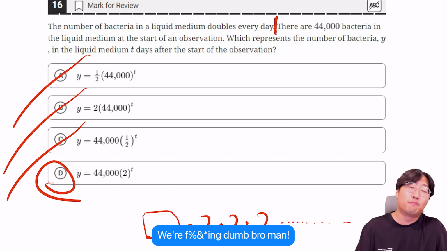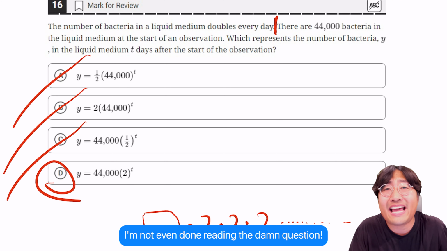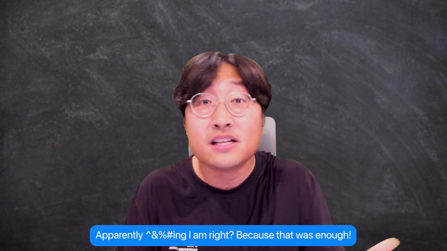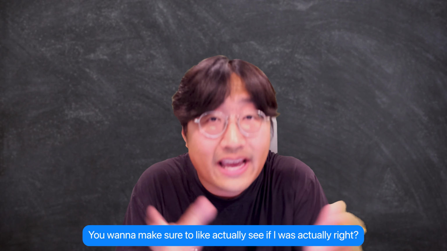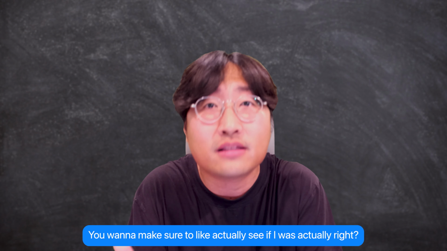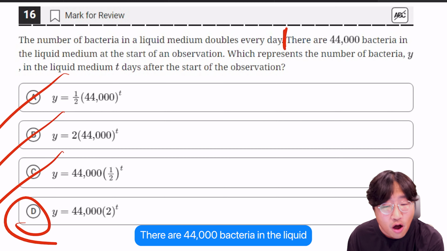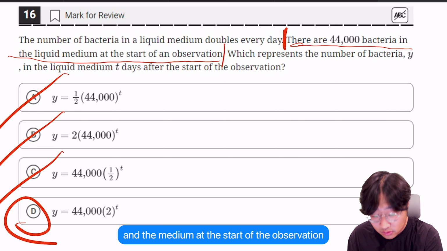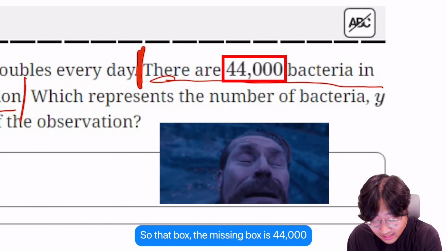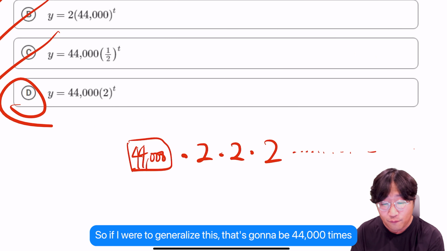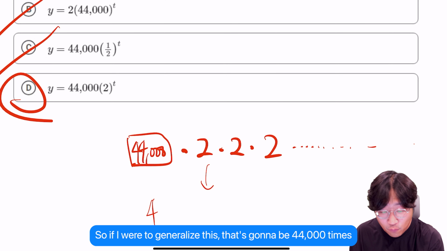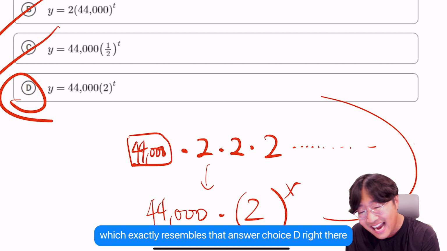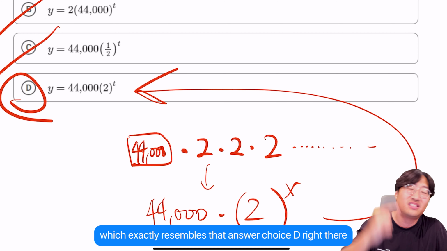I'm not even done reading the question. Well, apparently I am, right? Because that was enough. Do you want to make sure I was actually right? Let's take a look. There are 44,000 bacteria in the medium at the start of the observation. So that missing box is 44,000. And that's what it should look like. If I were to generalize this, that's going to be 44,000 times 2 to the power of x, which exactly resembles answer choice D right there.